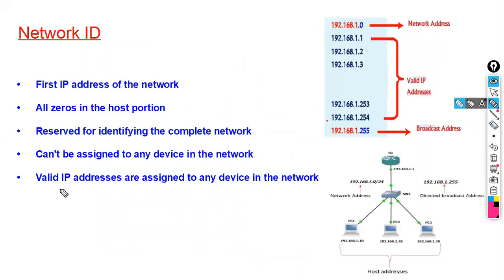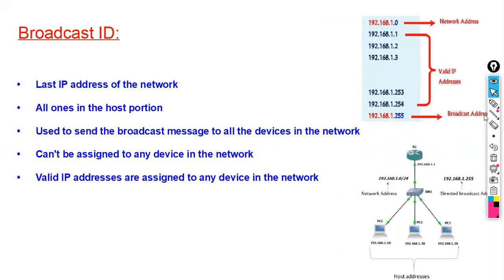And valid IP addresses are assigned to any device in the network. So we have one more reserved address, which is called the broadcast address. So the IP addresses between the network address and the broadcast address are called valid IP addresses, and we can configure the valid IP addresses to our devices in the network. Then guys, we have the broadcast address.